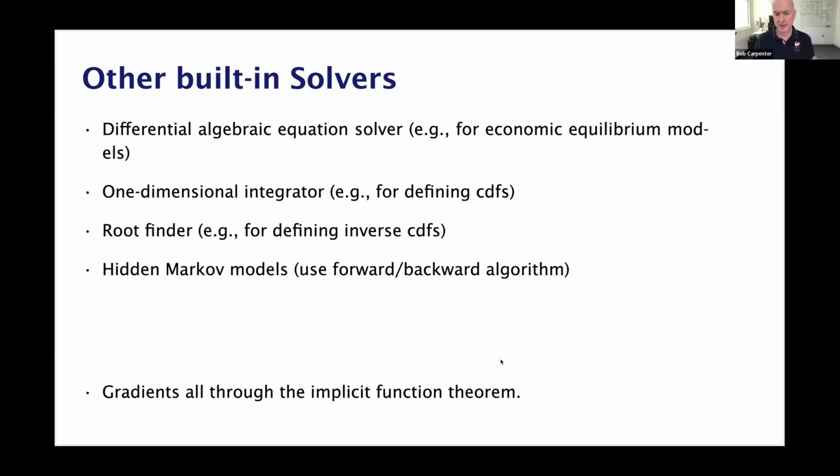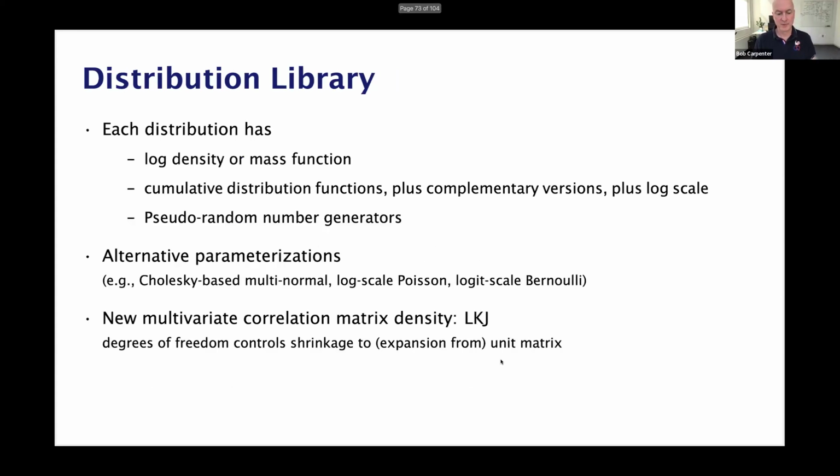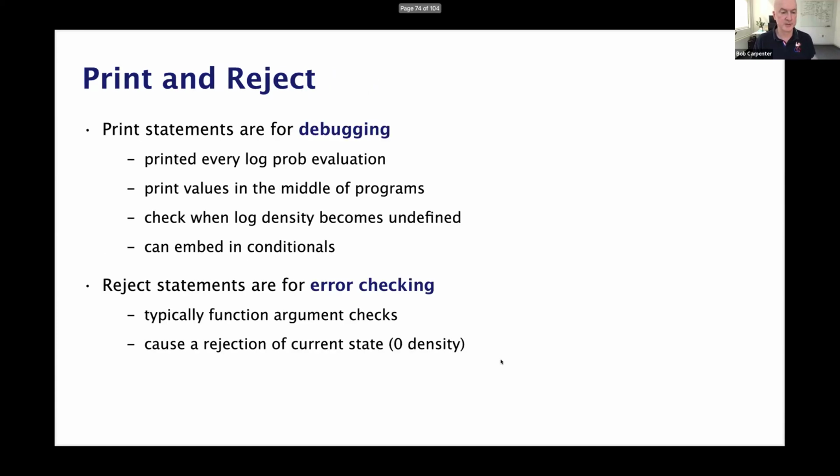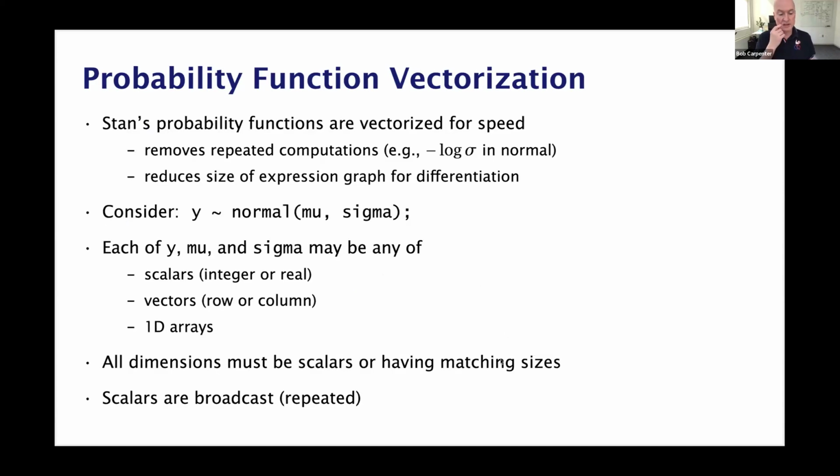There's the differential algebraic equation solver. There's a one-dimensional integrator, which you can use for CDFs. There's a root finder that people have used for inverse CDFs. There's hidden Markov models that use the forward-backward algorithm built in. Right? We have a big library of distributions, including some of our own, including reparameterized ones like a binomial on the logit scale, things where we can compress the autodiff and make the linear algebra and other algebra more robust. We will build compound distributions. Print and reject.